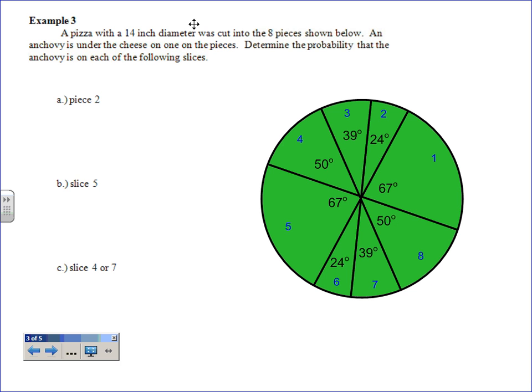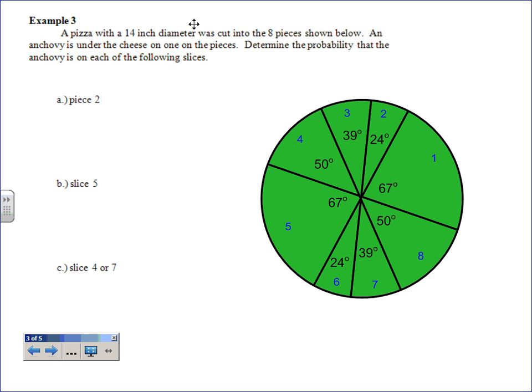Well, they want you to go and find the area of that slice and then divide by the area of the entire pizza. Well, we're still going to do success over total, but we're just going to do degrees. How many degrees do you have versus the degrees of the entire pizza? And how many degrees for the entire pizza? 360. Isn't that a lot quicker?